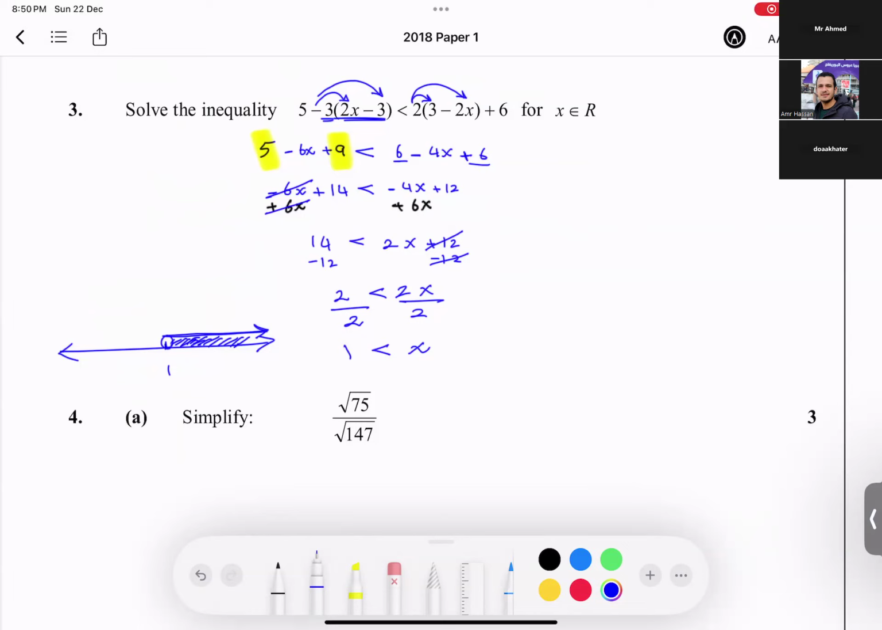Wait, I'm copying it down. Okay. Are you done? Almost. Yeah, okay. I got it. Yeah, okay. I still remember.